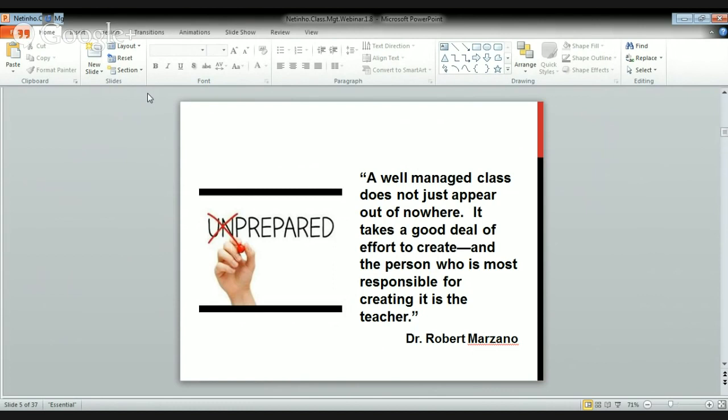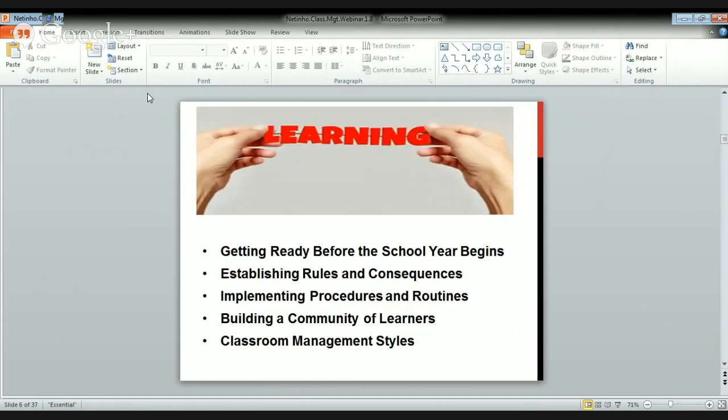A well-managed class does not just appear out of anywhere. It takes a good deal of effort to create, and the person who is most responsible for creating it is the teacher. Classroom management never goes away. Every year you've got new groups of students. Some students readily follow your rules and your expectations. Other students will challenge you. It is your responsibility as the teacher to teach the rules, the procedures, and the expectations of your class to the students. So let's go to next slide and look at the topics that we will be addressing today.